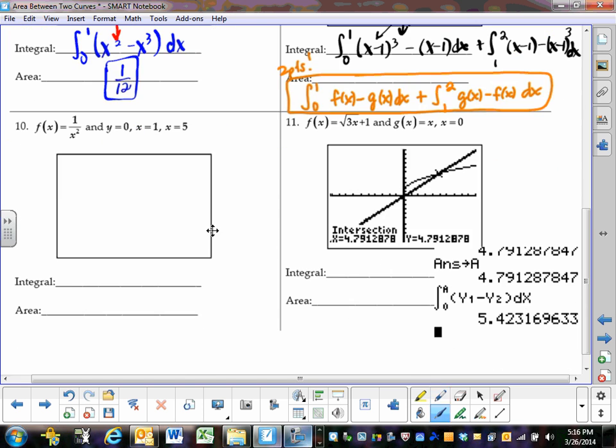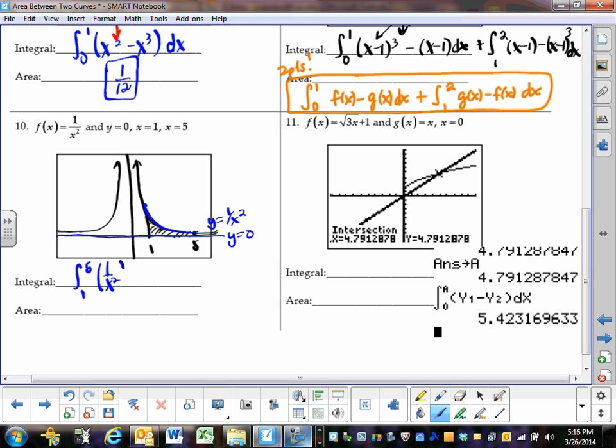Okay. For this next problem, if we're going to do 1 over x squared, we need to know what that parent function looks like. And so we're going from 1 to 5, so we don't have to worry about this asymptote being an issue. And it's the area between the curve and y equals 0. Y equals 0 is the x-axis. So technically we're doing from 1 to 5, 1 over x squared minus 0 dx.